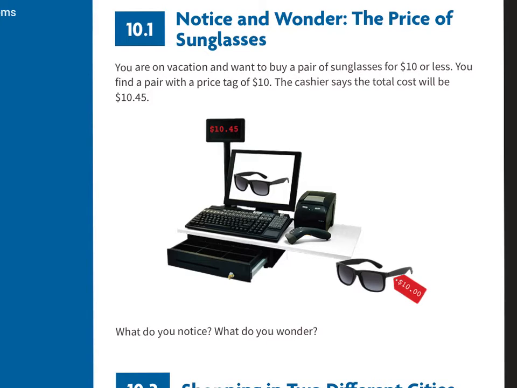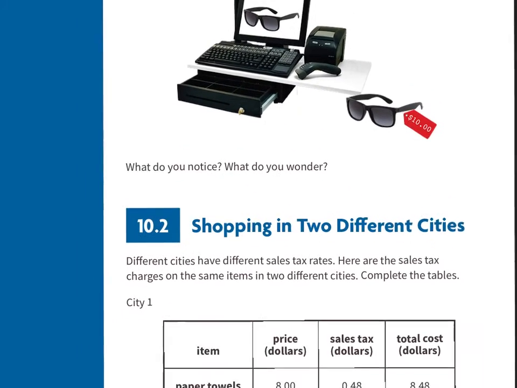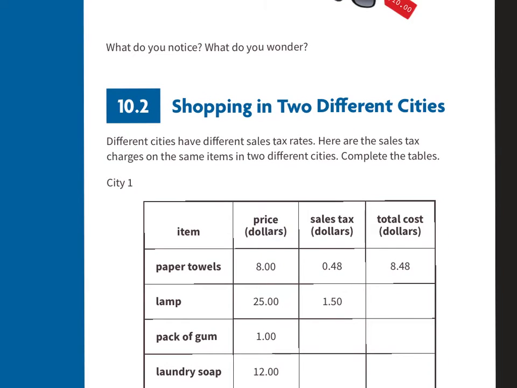All right, hopefully you've had a chance to think about it. Well, I noticed the glasses are $10 and the price is $10.45. How did they get to $10.45? Well, it's tax, right? A lot of things when you go to buy them are taxed. Food right now is not taxable, so that's nice. So if it says 99 cents, you get it for 99 cents.